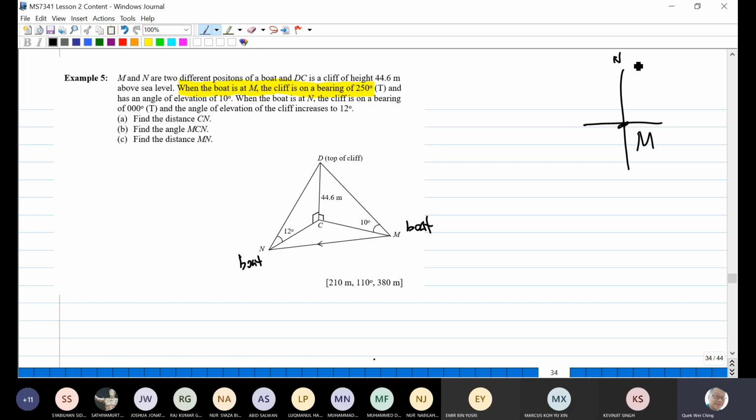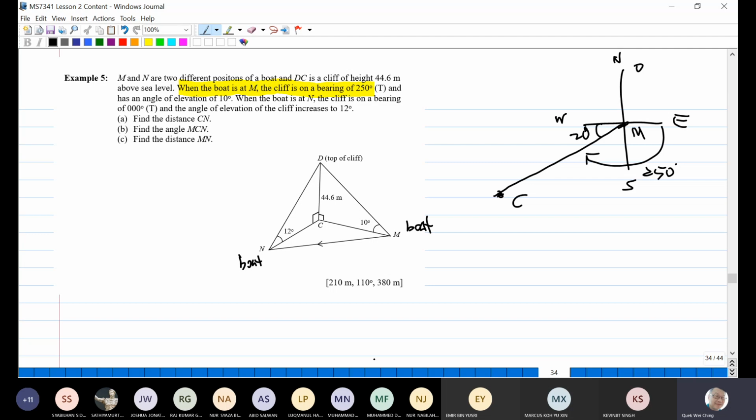This is north here, so this is 0, then east, west, south. 250 is about here, 20 degrees past, right? So you get 250 here. So this is how at M they see the cliff. The cliff is actually at this place. Let's call it C here. C is the cliff. So you look from M at the cliff there. Then you talk about the angle of elevation later on.